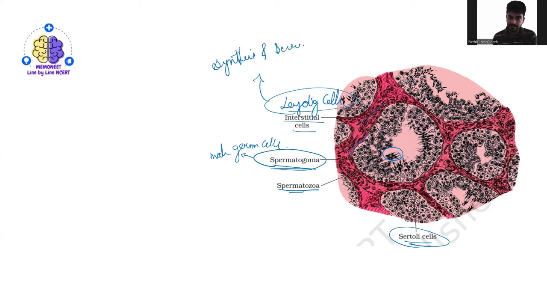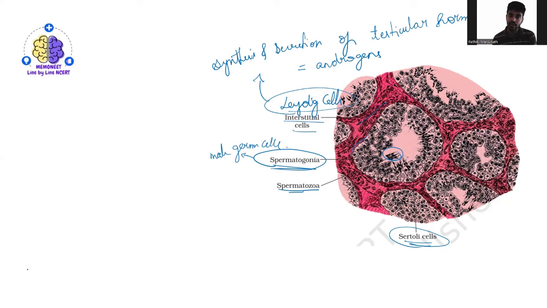Synthesis and secretion of what? Secretion of testicular hormones. Okay, so it is normally responsible for the synthesis and secretion of the testicular hormones, which are called androgens. So it is very important now.